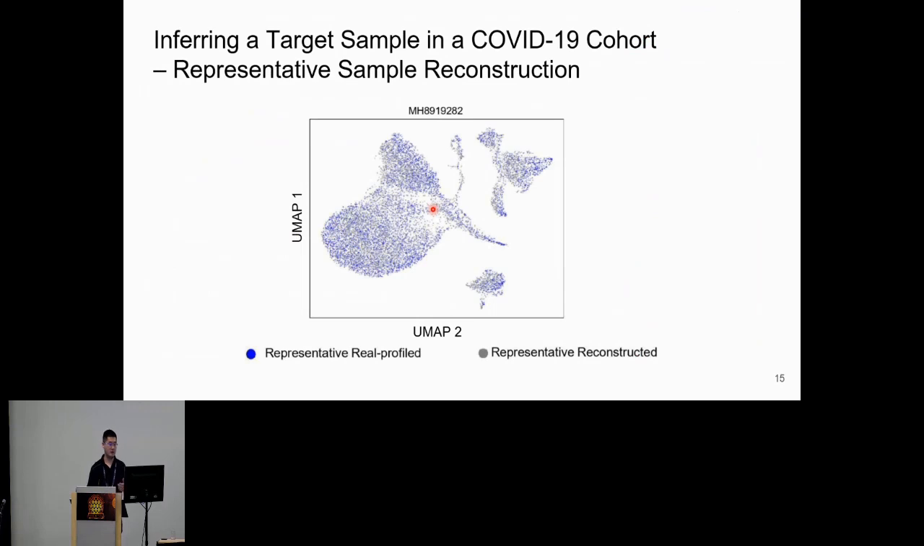And we also show some real-world examples generated using our method. This is the reconstruction. Blue cells are the representative sample cells, and those gray cells are the reconstruction. And they are quite similar, meaning that the reconstruction performance is good.